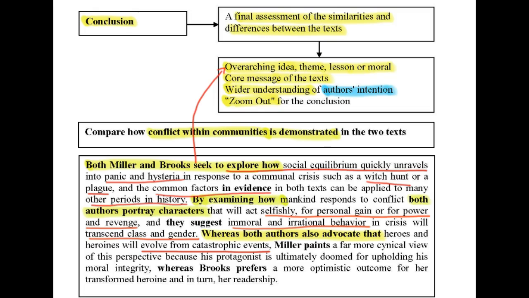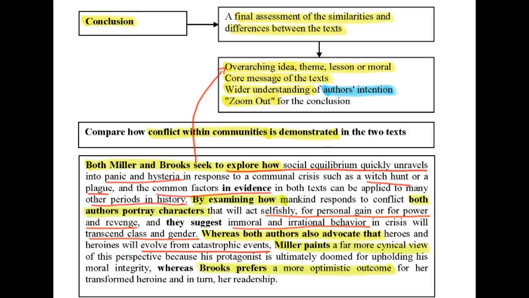But within that context, we go to a wider perspective and say that Miller paints a far more cynical view of this, because his protagonist is ultimately doomed for upholding his moral integrity, John Proctor in that sense. But Brooks prefers a more optimistic outcome for her transformed heroine and in turn her readership. So the readership comes away after reading Brooks with a happier ending. That's a more optimistic outcome for the heroine in that particular social crisis.